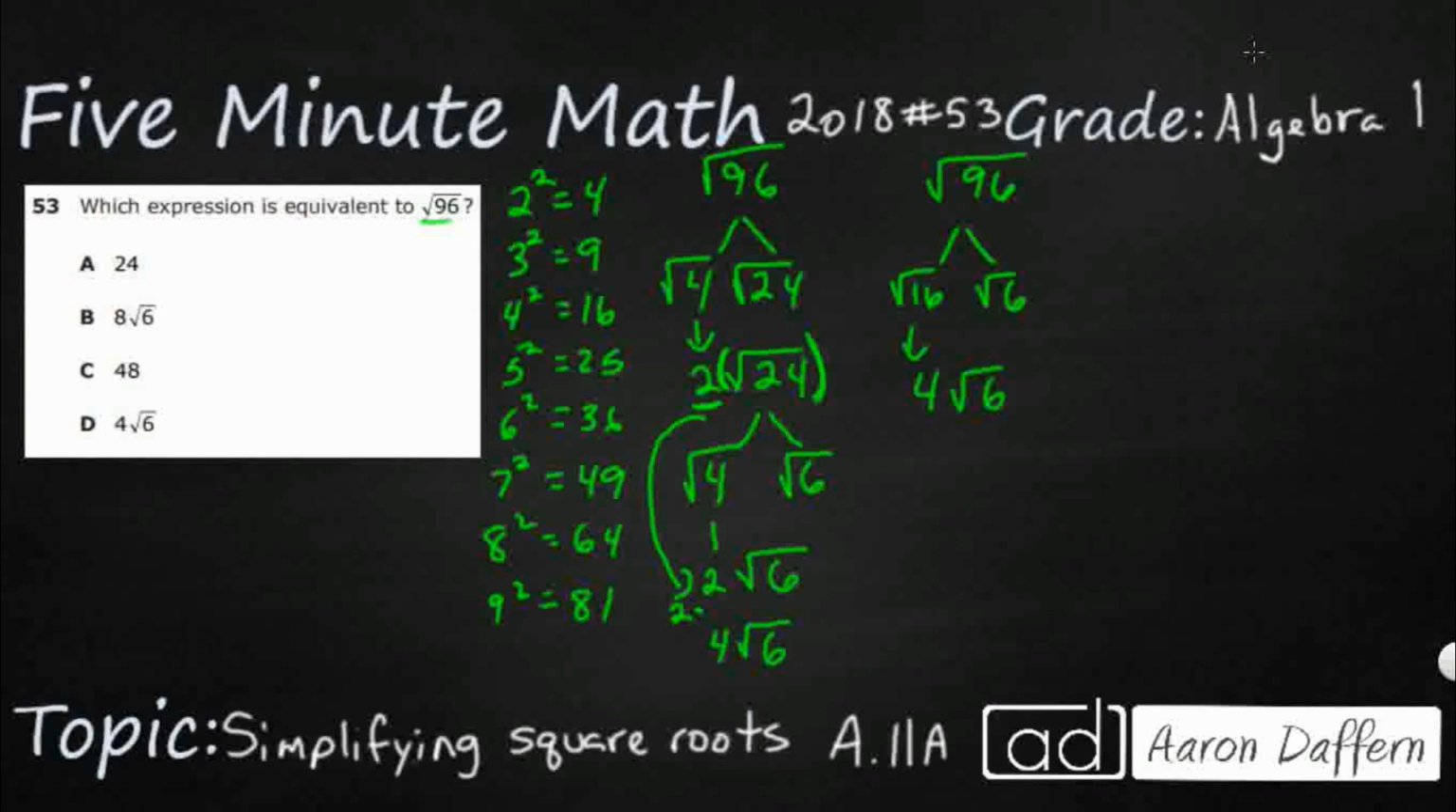Obviously, what we could do here also is just plug it into our calculator. The square root of 96 is about 9.798. I'm just going to go to the thousandth place. And let's try 4 times the square root of 6, and yeah, we get the exact same 9.798-ish. I'm just kind of rounding it. Obviously, 48 is not going to work, 24 is not going to work, and then 8 square root of 6 is going to be 19.596-ish. So too big. When in doubt, double check with the calculator. Answer's D.